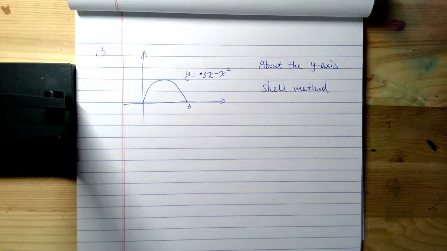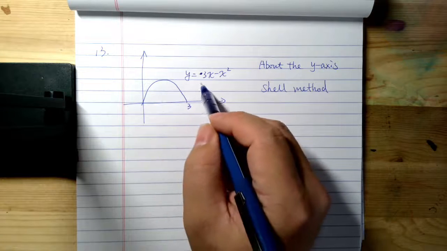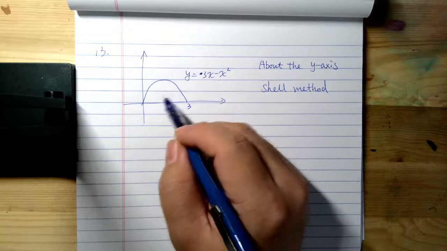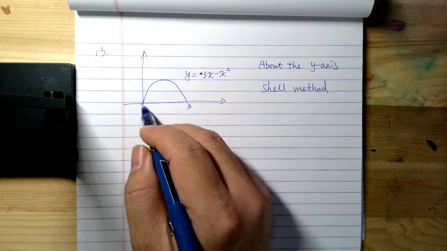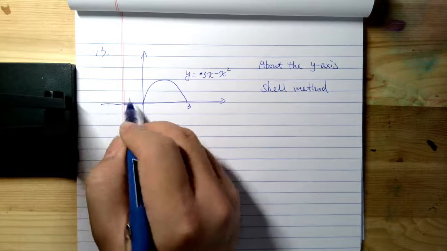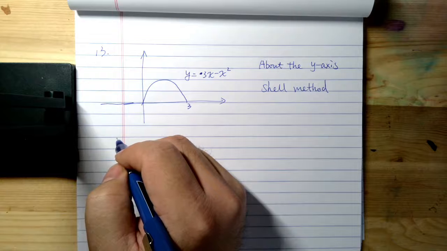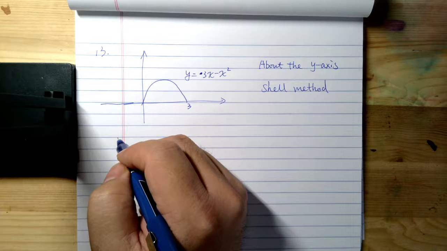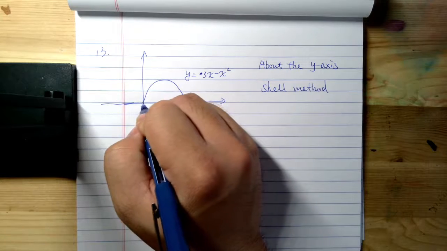Okay, so this problem, we're going to look at, given this region, y equals 3x minus x squared, which is here. And we're trying to revolve this about the y-axis. So we're going to need to use the shell method. It's required to use the shell method.